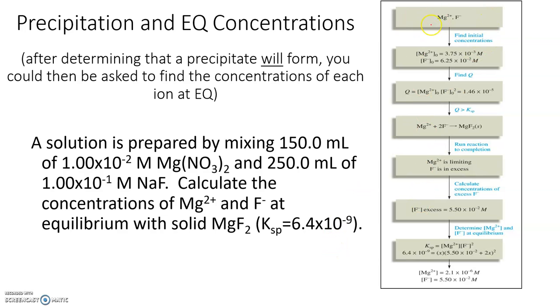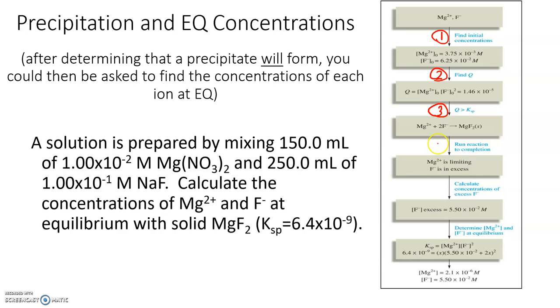So here's the steps. The first 3 steps are exactly the same as what we just did in the previous slide. So we're going to first find the initial concentrations of the 2 ions we're looking at, magnesium and fluoride. Step 2, we're going to find the value of Q. Step 3, we're going to compare the value of Q versus K to determine if a precipitation reaction will occur or not. And that's what we did in the last slide.